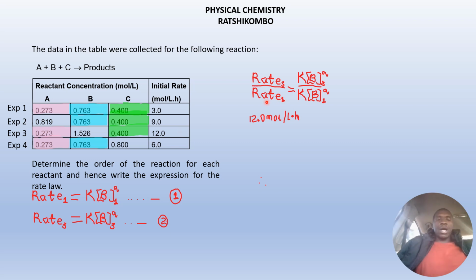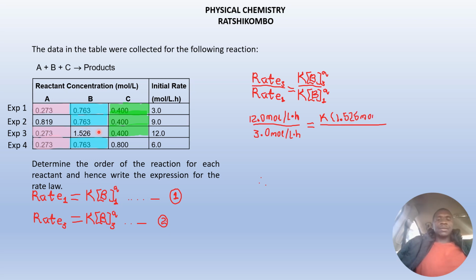And then what about rate 1? Rate 1 simply means that we are talking about experiment 1, which is this one, and we are talking about rate. This one is not a rate, this one is not a rate, this one is not a rate. All of these three are the concentrations. The only rate for experiment 1 is this one, which is 3. So we are going to divide by 3.0 mole per liter per hour, like that. And this is going to be equal to K again, square brackets. What about the concentration of B for experiment 3? Experiment 3 is this one. This is the concentration of A, we are not talking about it. This is the concentration of B, we are talking about this one.